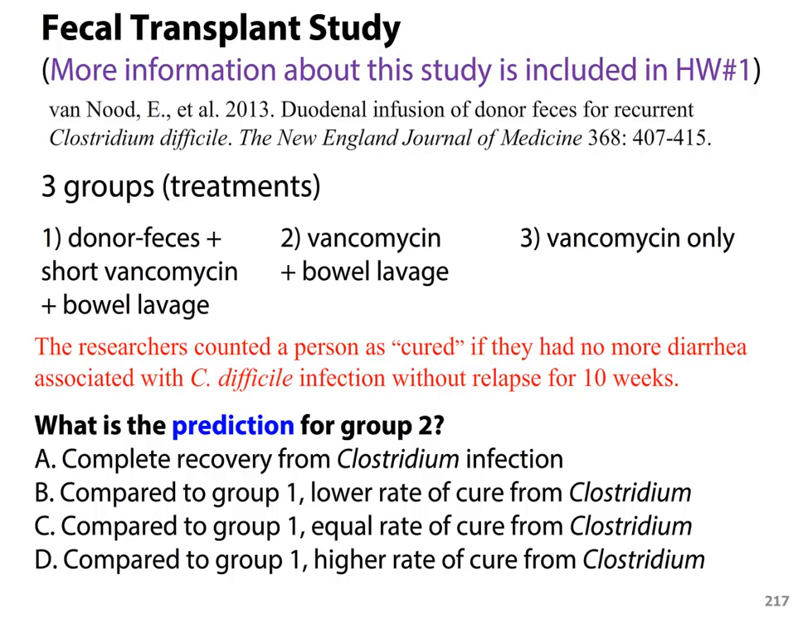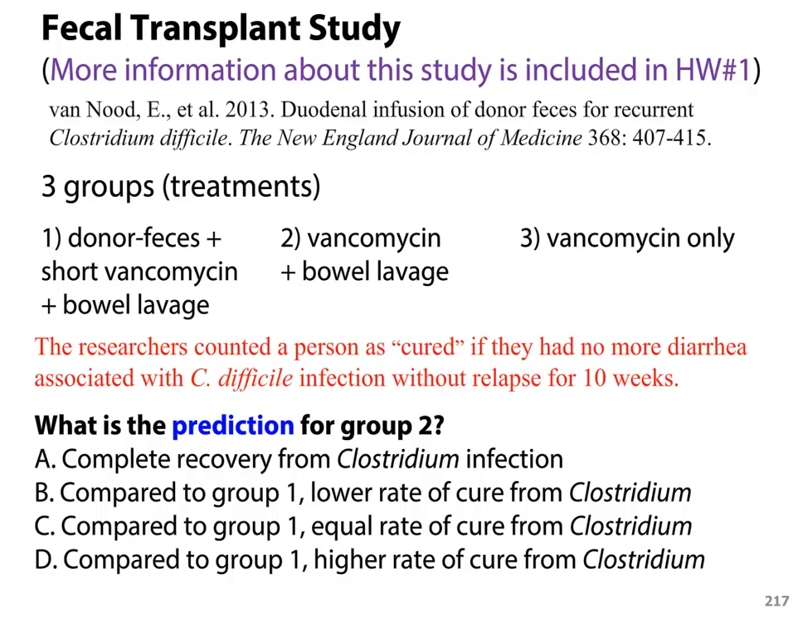Okay, so given this information, researchers found someone to be cured if they had no more diarrhea associated with C. diff for 10 weeks. And by the way, people who suffer with this will suffer for a long time until they go to the doctor, and sometimes, as I said, it can be fatal. If you take the donor feces, you can be cured overnight, which is pretty amazing. Okay. Given this information, what is the prediction for group 2?